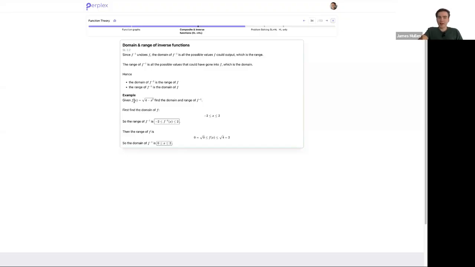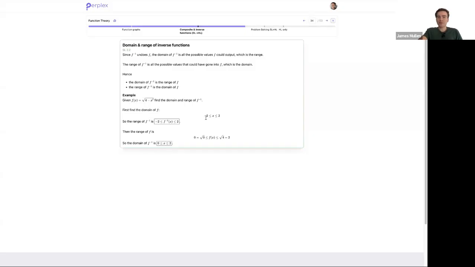But for example, if I have f of x is equal to the square root of 4 minus x squared, find the domain and range of f negative 1. And I'm realizing now that this function doesn't have an inverse because it's symmetric, but it's okay. We can still answer the question in the context of what we have.